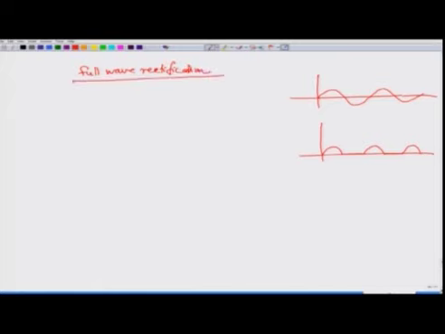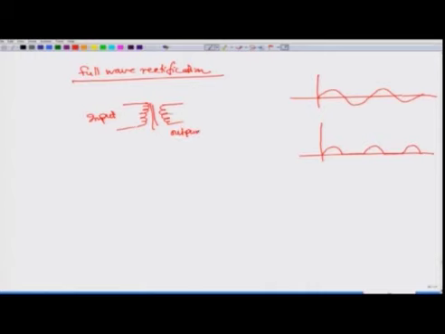Full wave rectification means that in your resistance the current is going all the time in the same direction. So, that is full wave rectification and the procedure is simple. We will be showing it using a transformer. This is the symbol for a transformer. This side is your input and this side is your output.